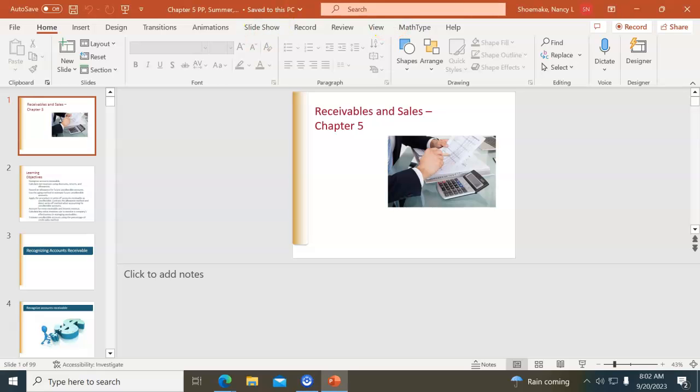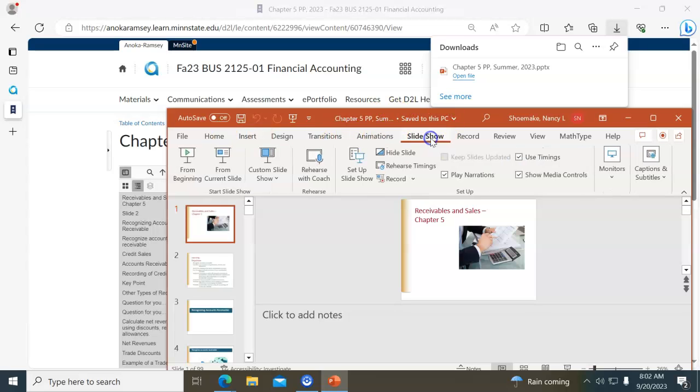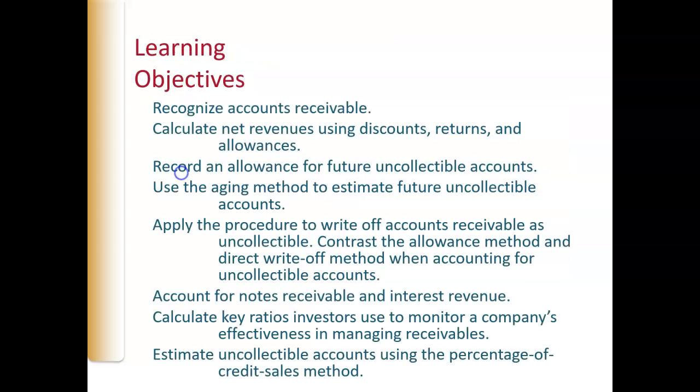Going to start with Chapter 5. Again, if you guys have questions on anything that we're talking about, please stop me because I want this to make sense for you guys, okay? This week we talk about accounts receivable.